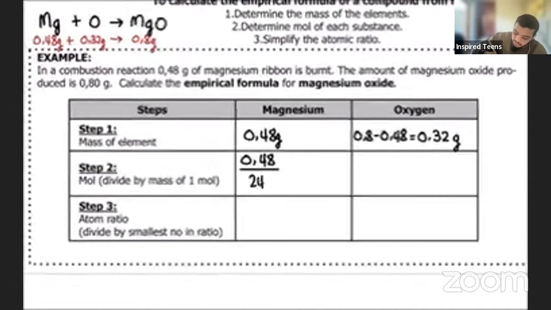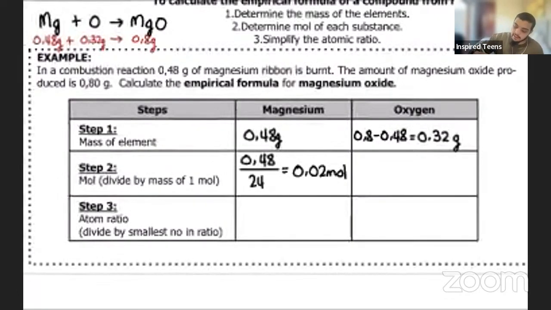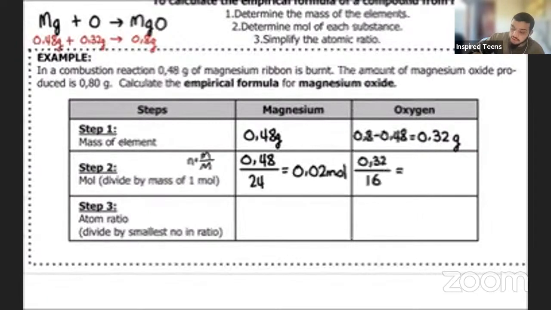So magnesium is 24, so we get how many moles? 0.02 moles. Okay, and this guy here also, by the way, which formula did I use? I used n is equal to m over M, right? And then here I will say 0.32 divided by 16, the molar mass of oxygen. And here I also get 0.02 moles.